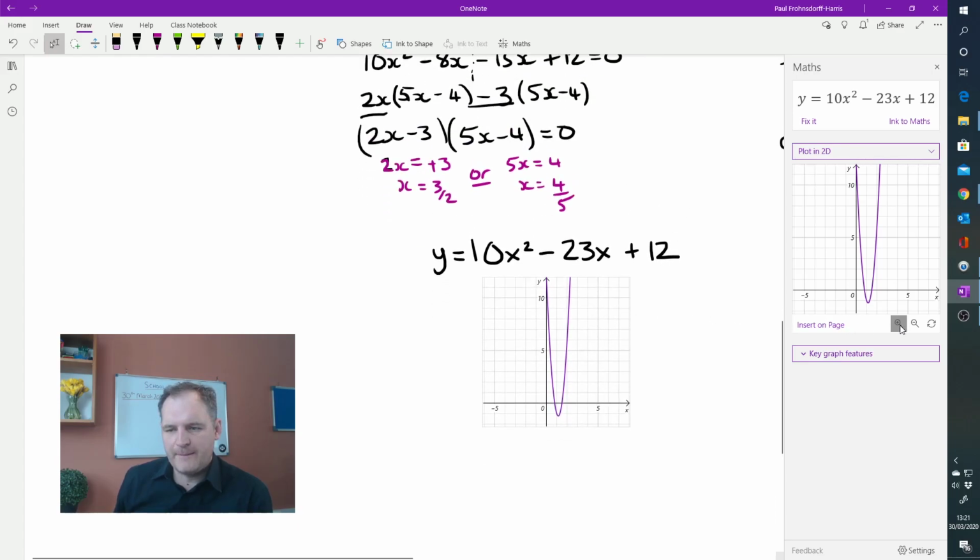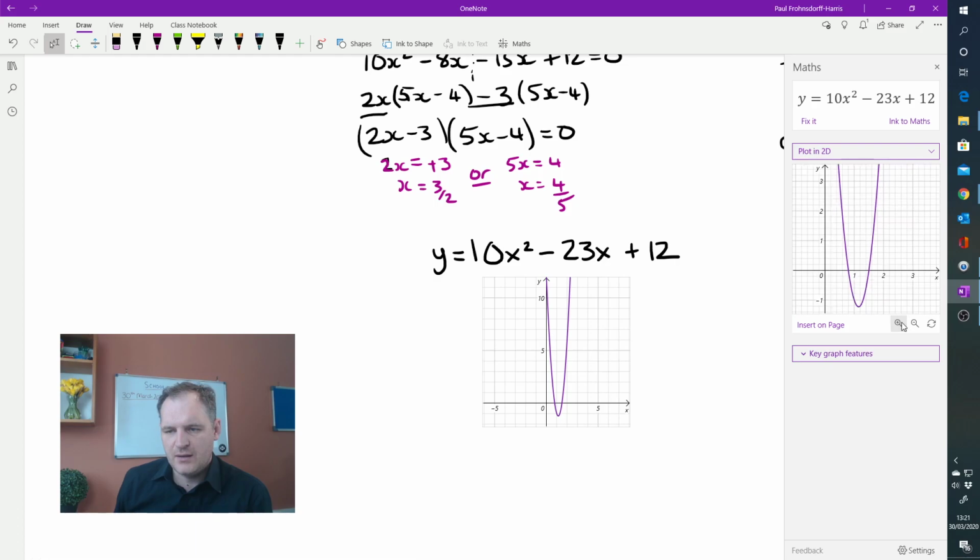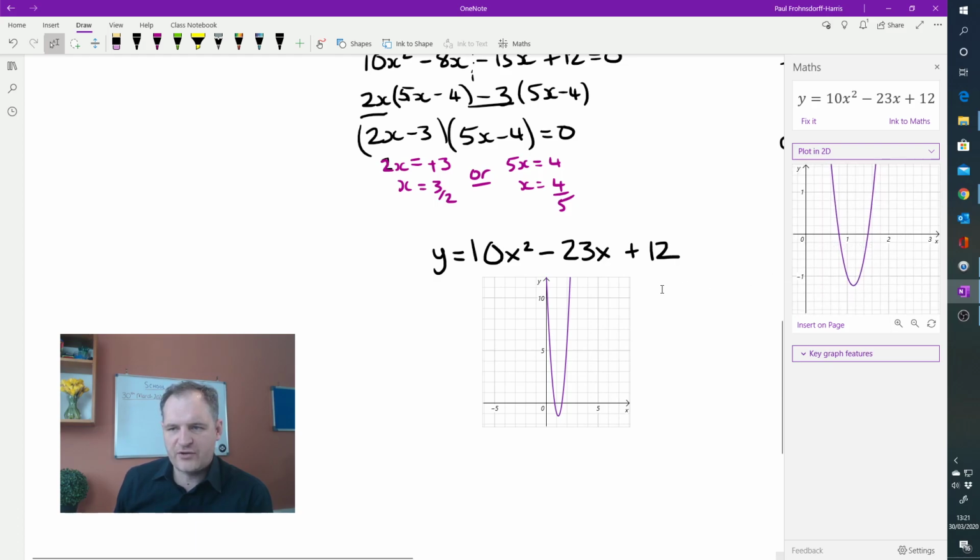hopefully if I zoom in a bit we can see this graph here, 10x squared minus 23x plus 12, is equal to 0. There's two places it crosses the line. Those two places are here and here, and it just so happens they are at 4/5 and 3/2 or 1.5. 1.5 is here and 4/5 is here. So the solutions are the two places this line crosses the graph.